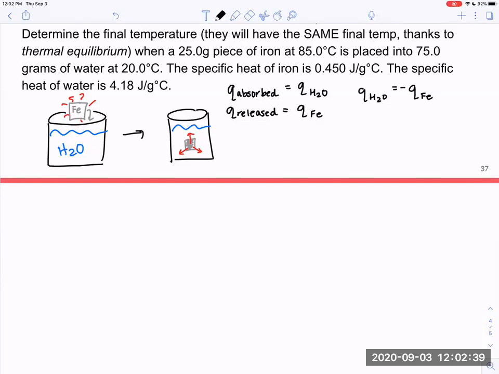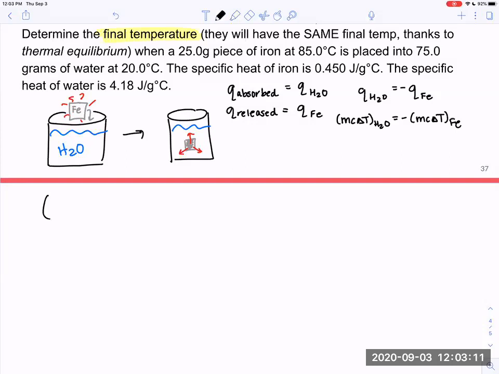Okay, which means that we can substitute even further and we could say, well, the MC delta T of water is equal to the negative MC delta T of the iron. And now here's where we've got information, right? We can start plugging some stuff in. But first, because they're asking me for the final temperature, I don't see final temperature in my math, right? I just see change in temperature. So I really need to isolate the two temperatures out. So I need to break this down a little bit more. So let's break it down.